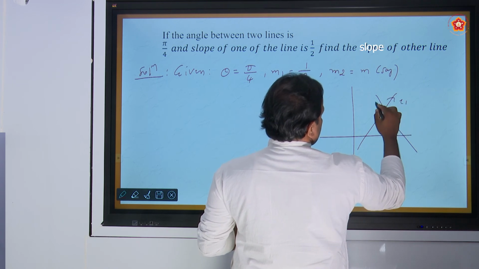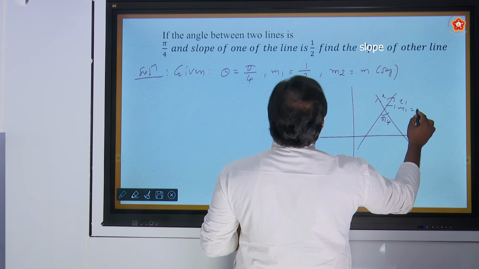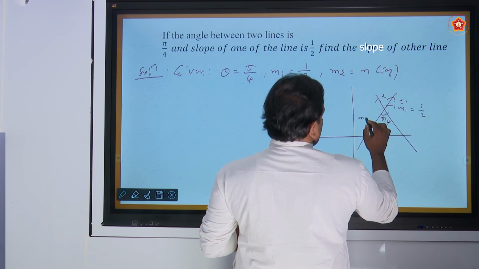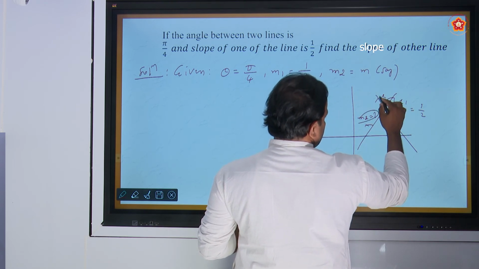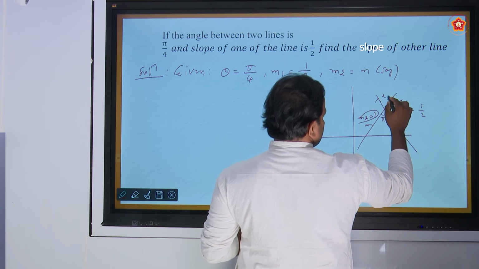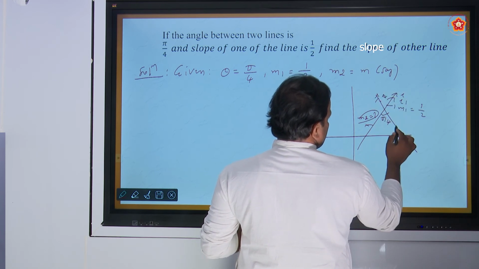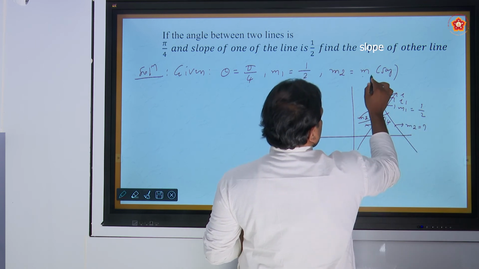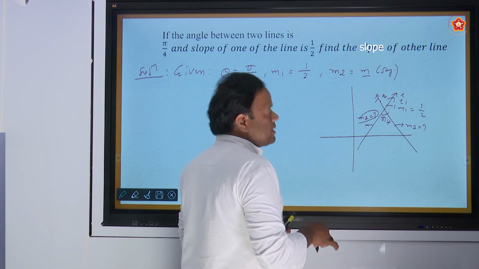This is L1, this is L2. Suppose m1, the slope of this line, is given here as 1/2. Suppose the slope of this line is m2, and you have to find the slope of this second line, m2, equal to question mark. I take it here as m, and then you have to find the value of m. You understand? Okay.